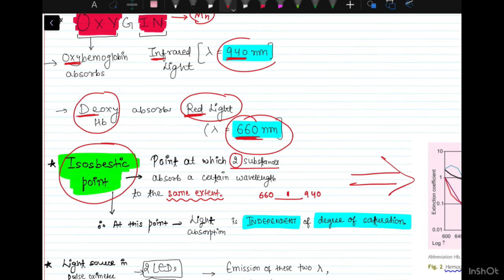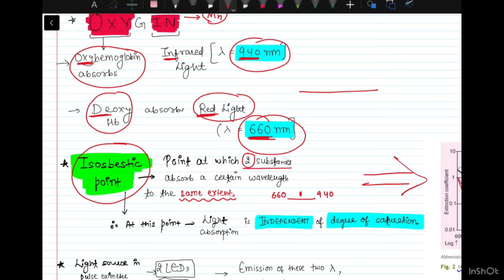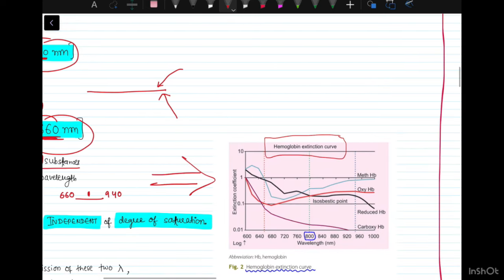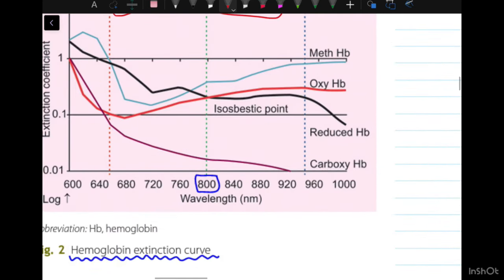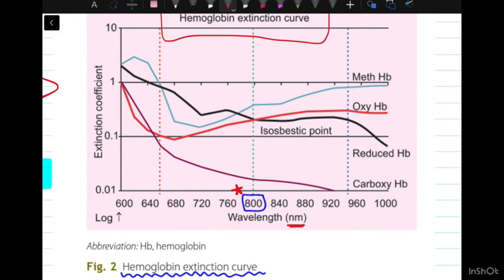because we already know that 660 is absorbed mainly by the red light, the deoxyhemoglobin, and the 940 wavelength, which is the infrared light, is absorbed by the oxyhemoglobin. So in between there is some wavelength that doesn't matter how much deoxy or oxy is there, both of them will absorb it to the same extent. Now what is that wavelength? This wavelength is 800 nanometer.